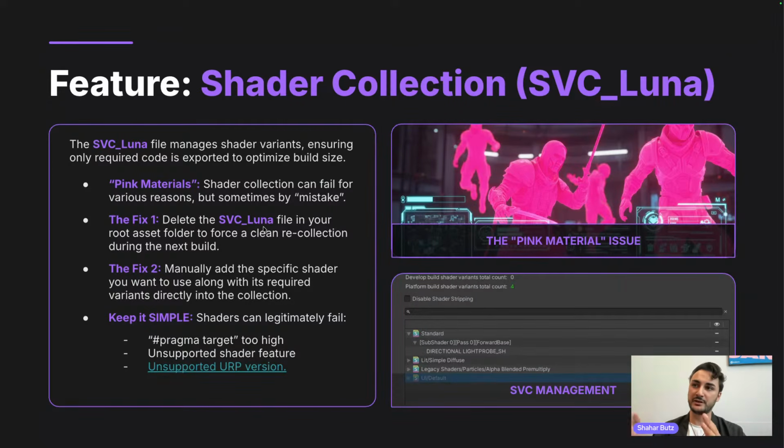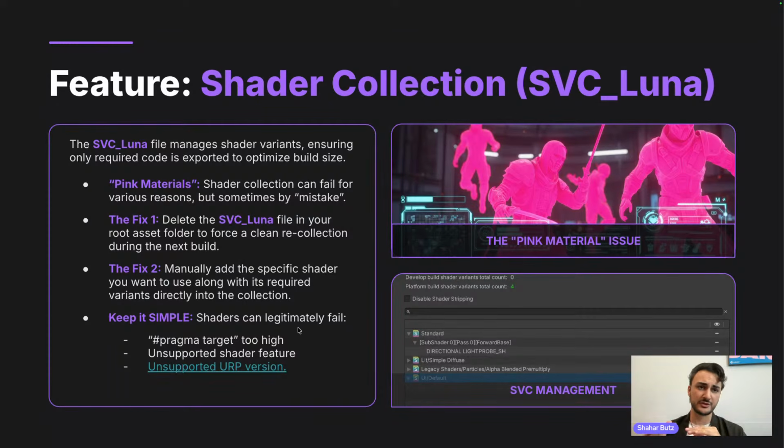So if you build something and it's built before and everything was fine, but suddenly it has pink materials, you want to simply delete the files. It will recollect all the shaders again. If that also failed for multiple runs or it fails way too much, you can go in and manually add that specific shader alongside any required variants. And like I said in the principles, keep it simple.